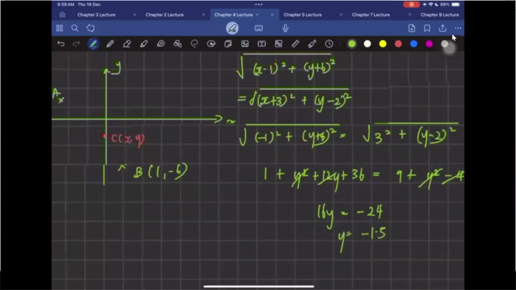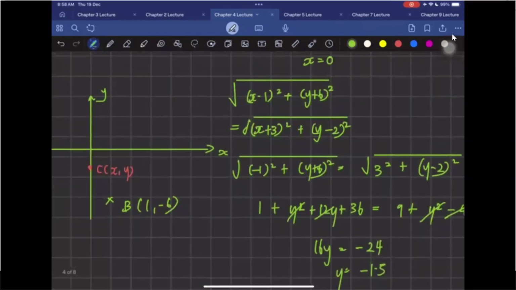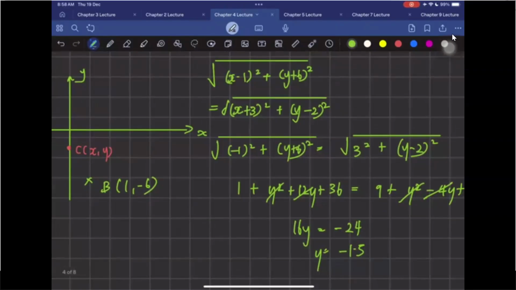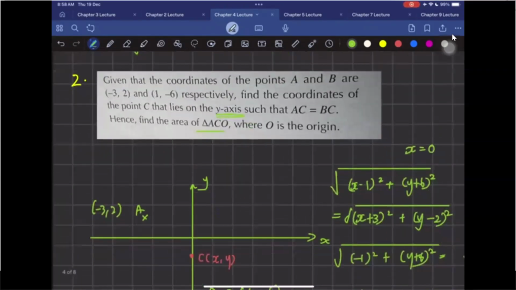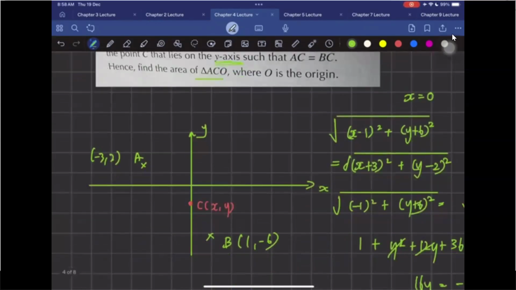Then once you get this answer already, if you have time during exam, just double check by subbing into this equation and seeing whether they equate to each other. Okay? So now this part is done. Then the next part is find the area of ACO. So they want you to find the area of ACO.